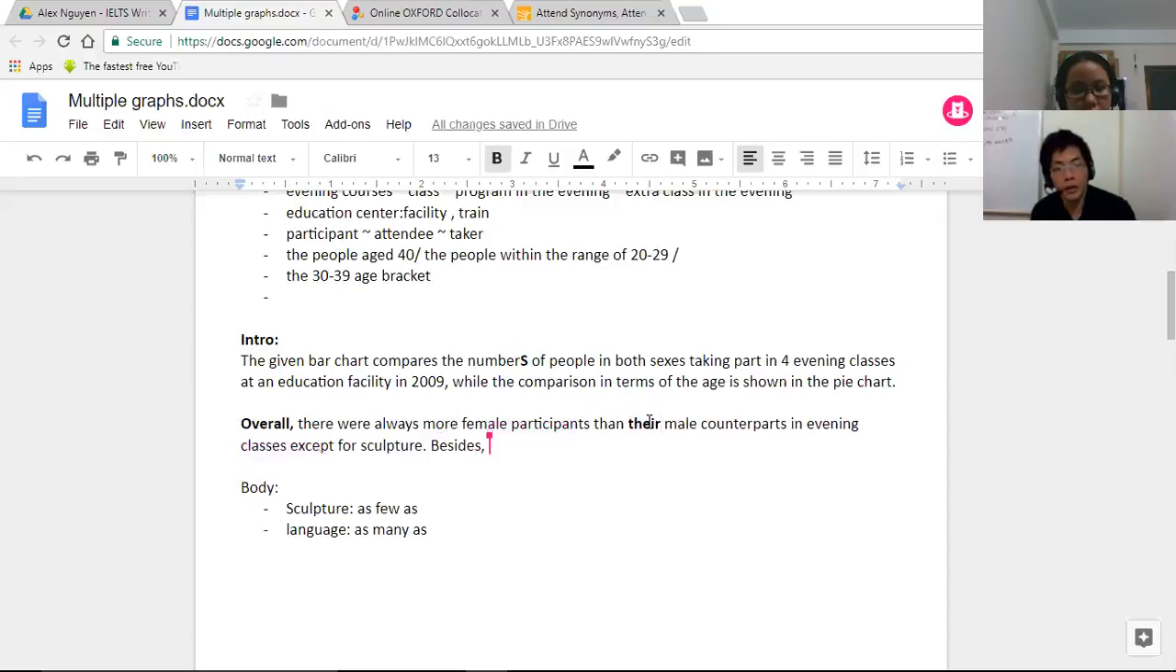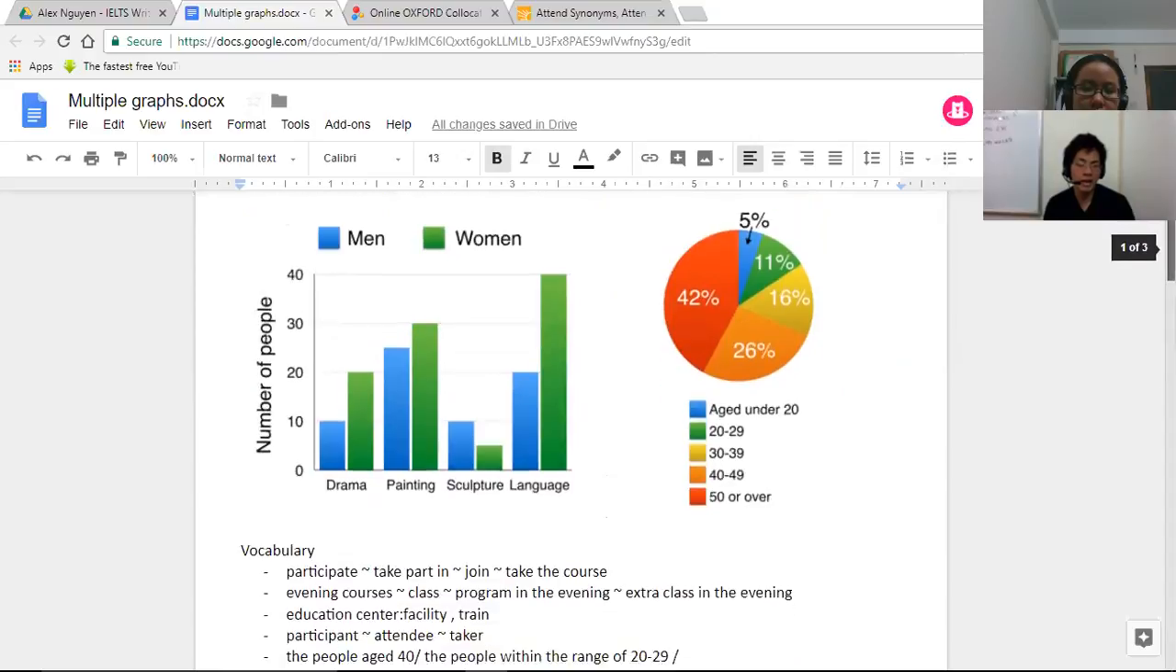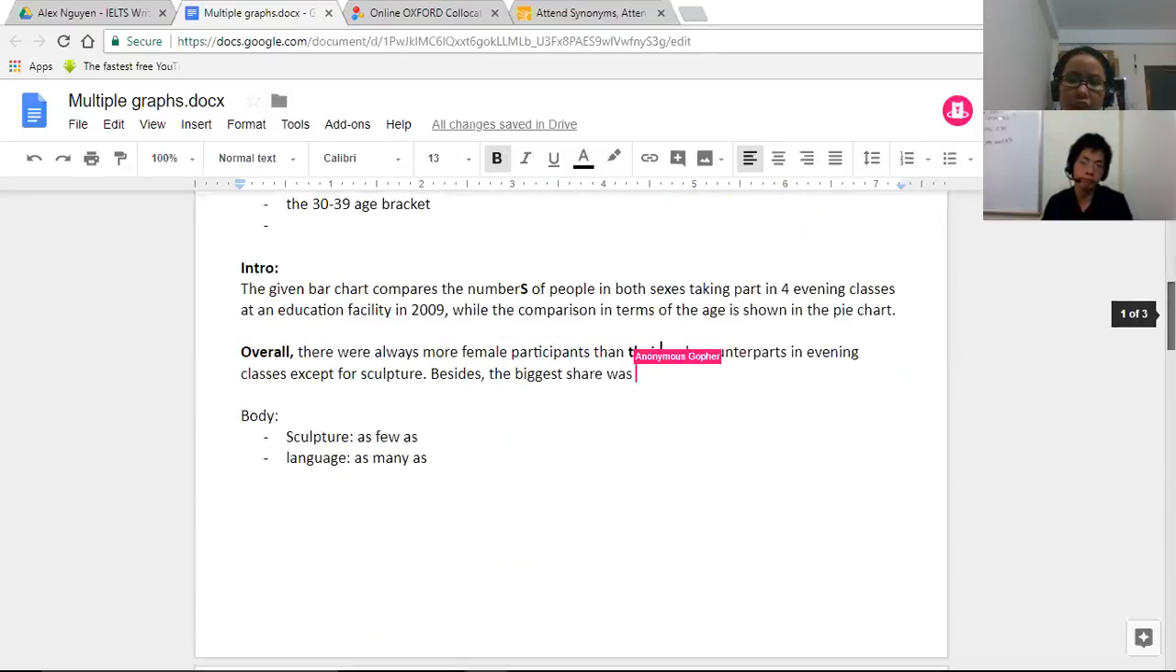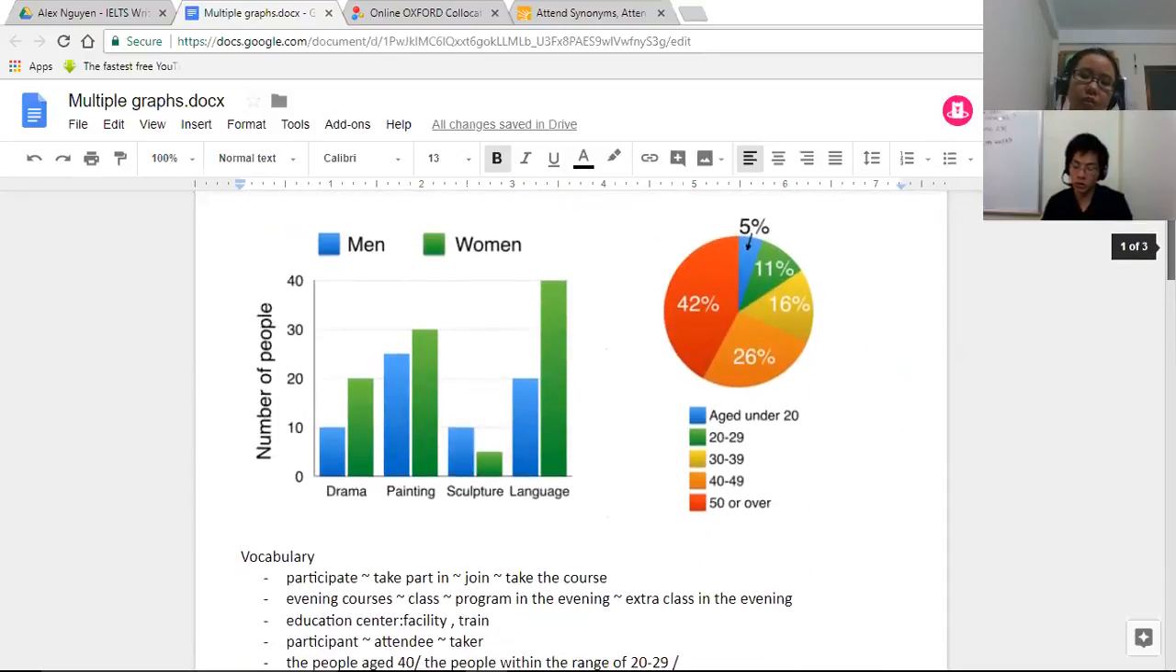I'm thinking of using the passive voice here. Like the biggest part was made of or was made up by. What is the subject? The subject is the pie chart. The biggest share was. That's okay, you can go in that direction as long as you use the correct grammar. Make sure everything you write down is correct.